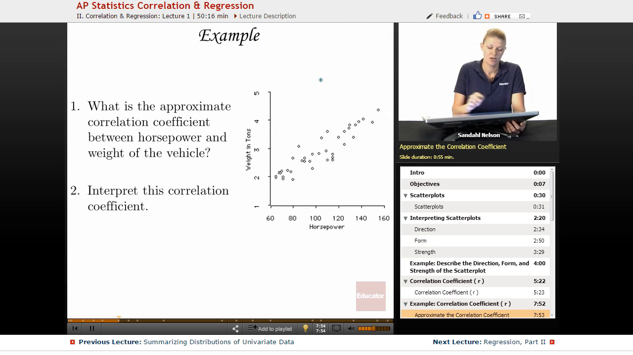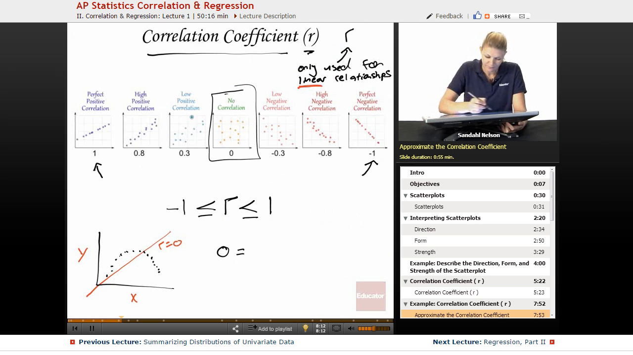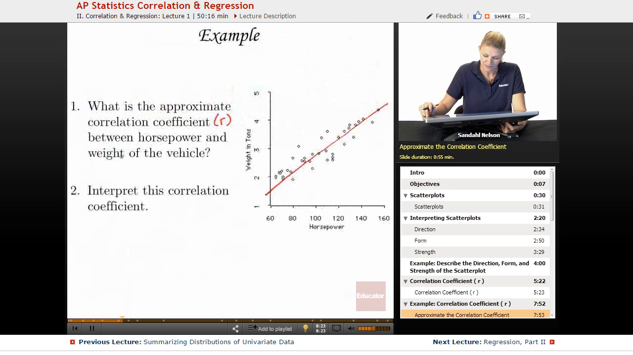Okay, so let's do an example. What is the approximate correlation coefficient, which remember is our R, between horsepower and weight of vehicle? Okay, so we want to kind of draw ourselves a little best fit line, and say how close are the dots to this line. So if we go back to our little picture, right, we know it's positive, so it's probably going to be somewhere between 0.8 and 0.3, right, because it's a little bit closer than that, but it's not quite as close as that one. So I would say that this R is definitely positive, right, but it's probably close to around 0.5 or 0.6.